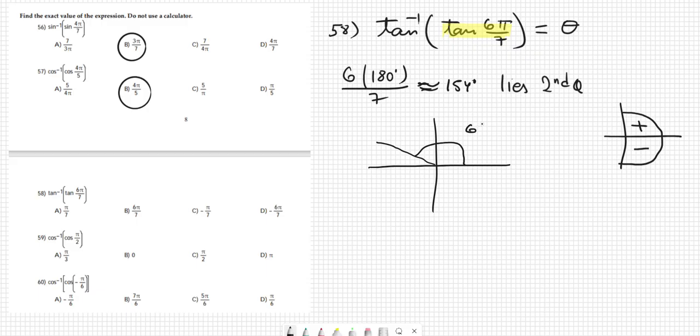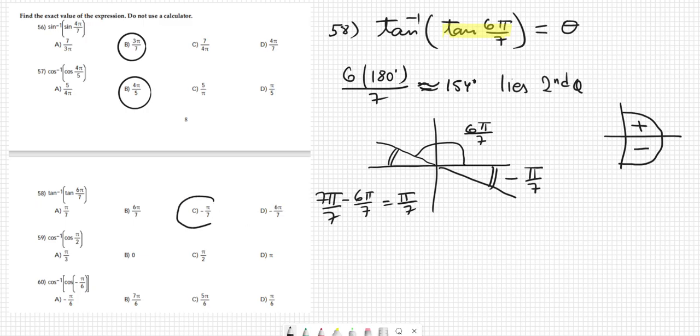This is 6 pi over 7, and this is my angle, but with the opposite side. It is pi minus 6 pi over 7, which is pi over 7. But actually, not here, but here. Here it is negative pi over 7. The answer according to this idea. Excellent. Negative pi over 7. See.